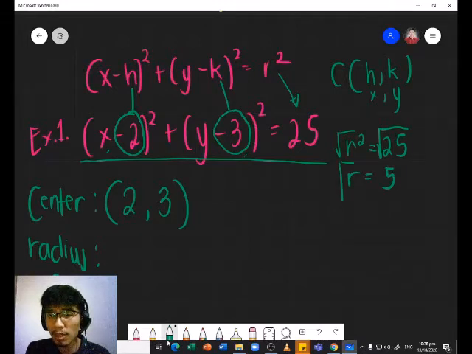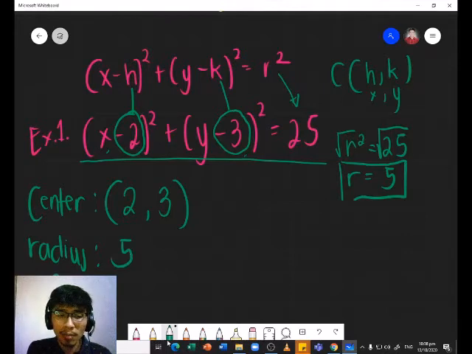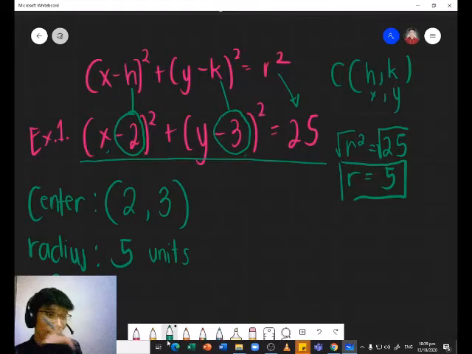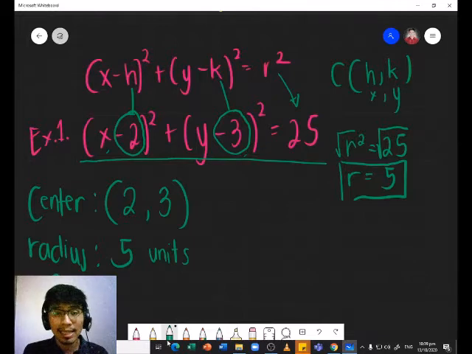That is 5. So therefore, what is your r? That is 5. So automatically your radius is 5 units. Or how long is your radius? That is 5 units. That's how you do it in checking, or by mere inspection, in getting the center, the center ordered pair, and the length of the radius. Okay, so that is example number 1.